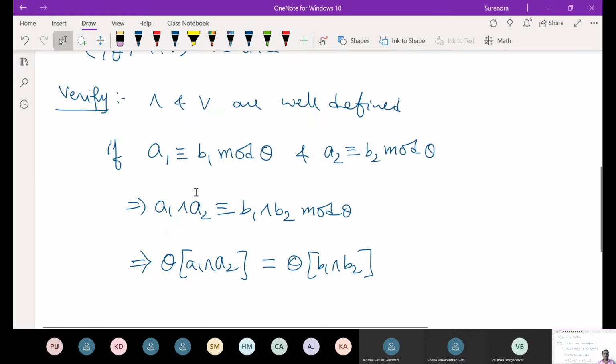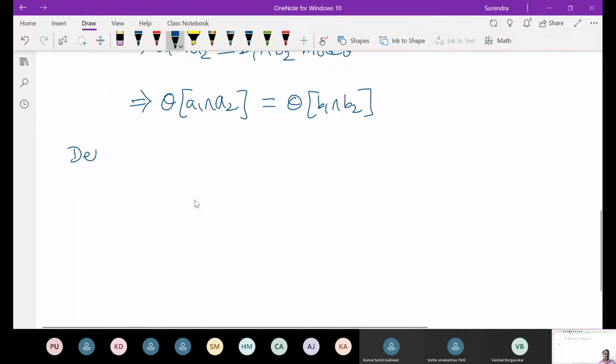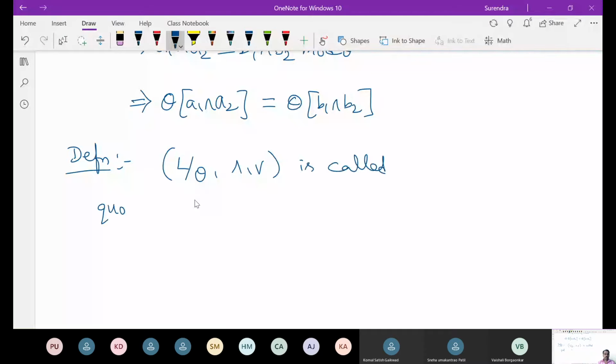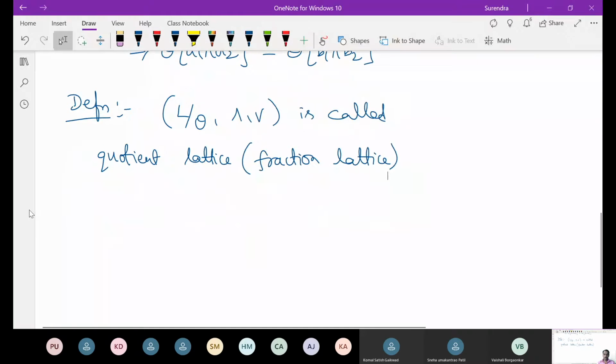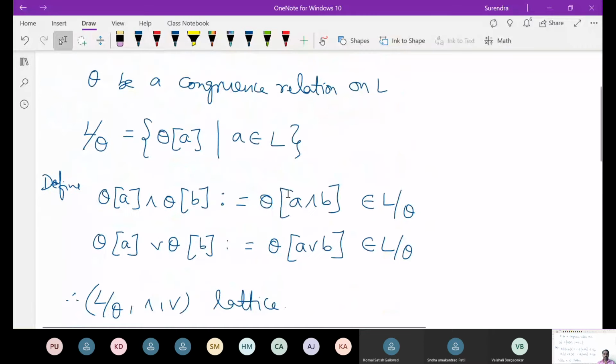So the definition is that this L modulo theta, together with this meet and join, is called the quotient lattice. Sometimes it is also called the fraction lattice. Its concept is similar to quotient group. The meet and join are defined here as theta of a meet theta of b is theta of a meet b, and theta of a join theta of b is theta of a join b.